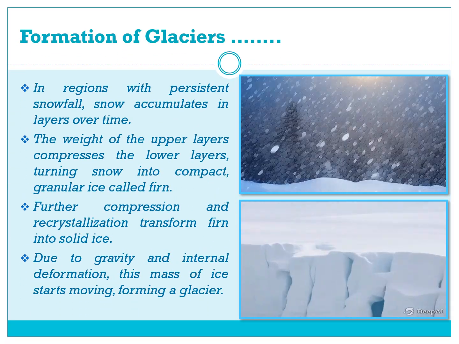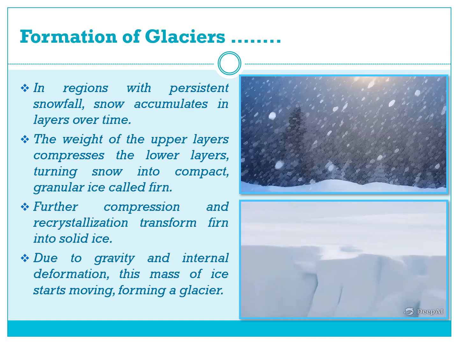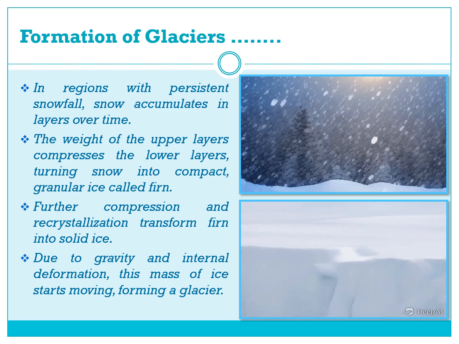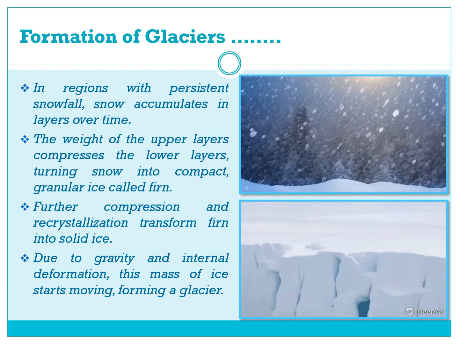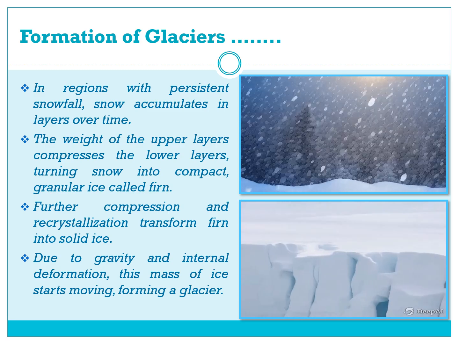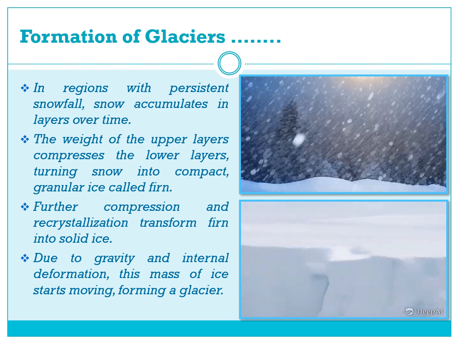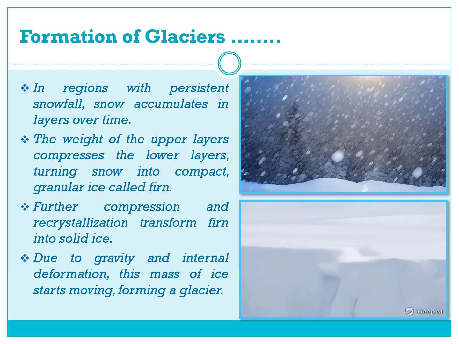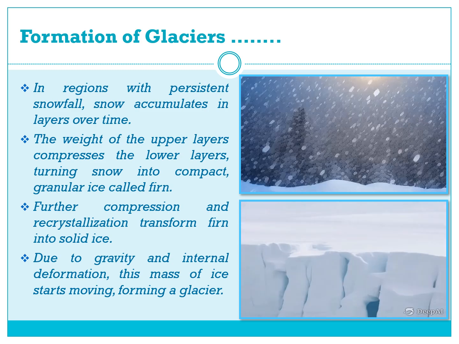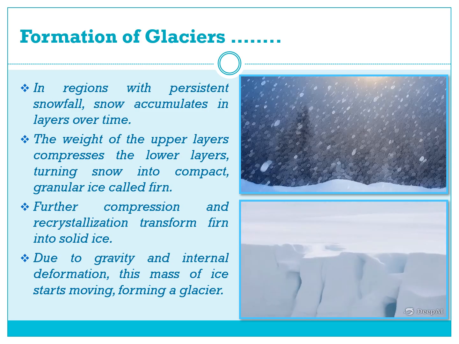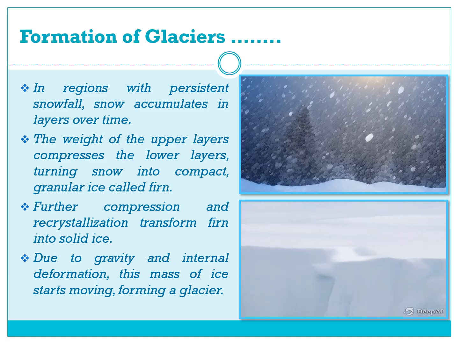Formation of glaciers. In regions with persistent snowfall, snow accumulates in layers over time. The weight of the upper layer compresses the lower layers, turning snow into compact granular ice called firn. Further compression and recrystallization transforms firn into solid ice. Due to gravity and internal deformation, this mass of ice starts moving, forming a glacier.